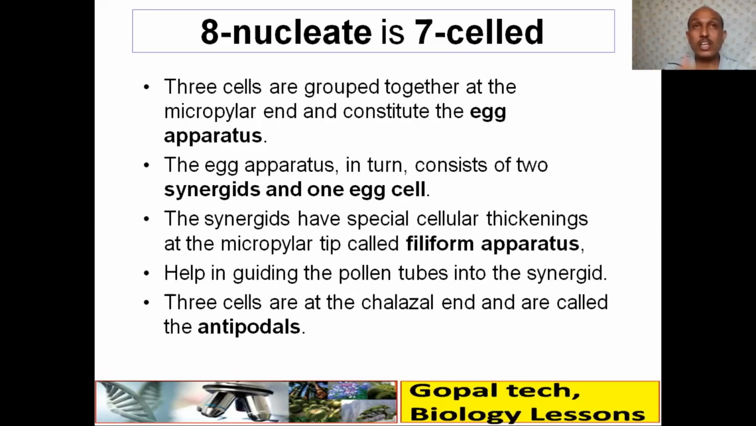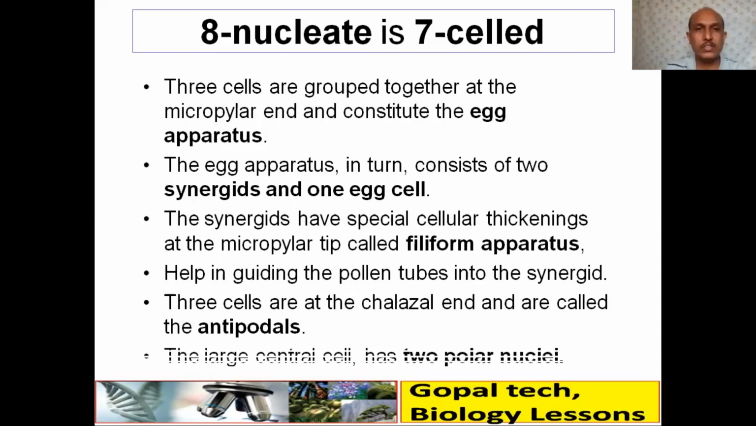3 cells at the chalazal end, opposite, are called antipodal cells. A large central cell will be there which has 2 polar nuclei. You have to draw the diagram that I showed first and write the structure: monosporic 8 nucleate 7 celled embryo sac.